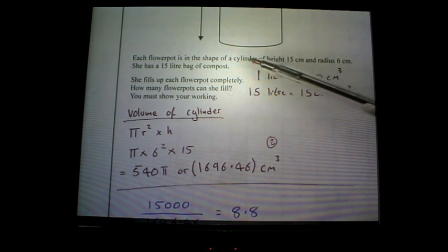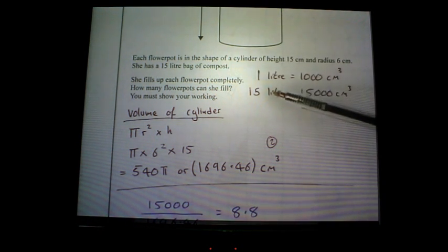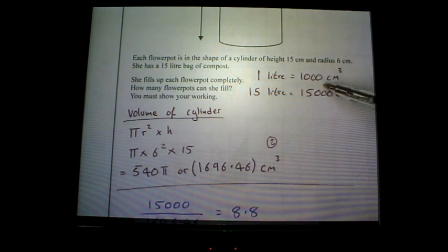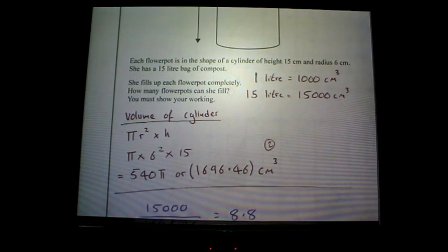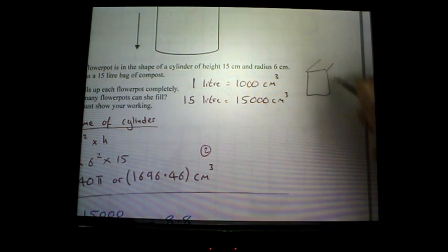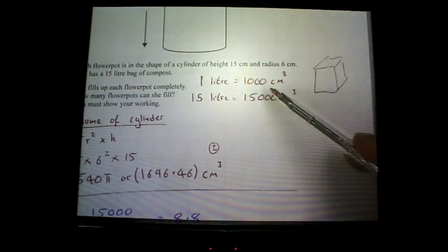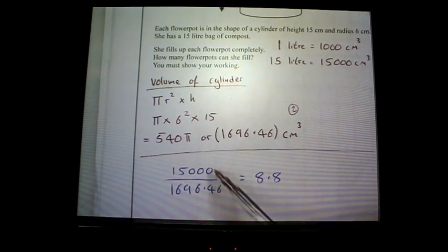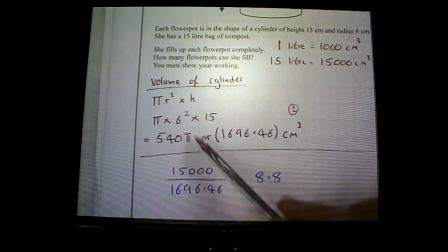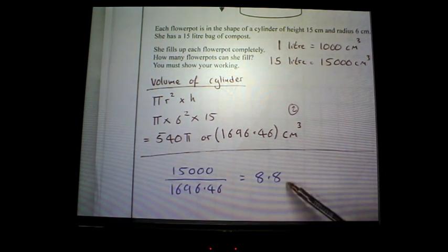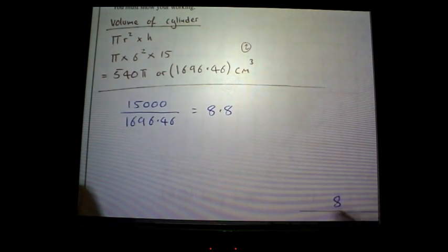She's got a 15-litre bag of compost. One thing you need to know is that 1 litre is 1,000 centimetres cubed. So if you imagine a box that was 10 centimetres by 10 centimetres by 10 centimetres, that would hold a litre of liquid. So 15 litres is 15,000, so you need to do 15,000 divided by 540 pi, and that gives you 8.8. And how many pots can you fill? Well, you can't fill 9, so you can only fill 8 pots, 4 marks.